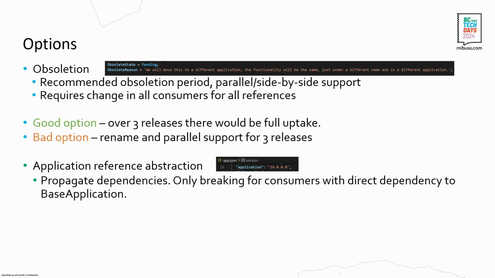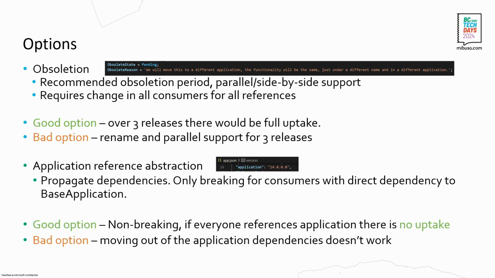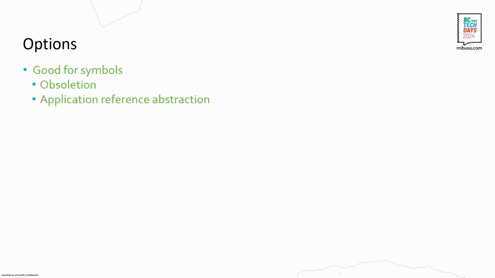This gives us some benefits. That means we can move things around underneath this abstraction without anybody noticing. And the way we do this is by setting the propagate dependencies property, which means that if you are depending on the application, then automatically all the dependencies are included in your dependency chain. Great work, right? Now we can actually do it, right? So we have some good options here. We can do obsolescence, and we can do the application abstraction, all great work, but still, there's something missing.